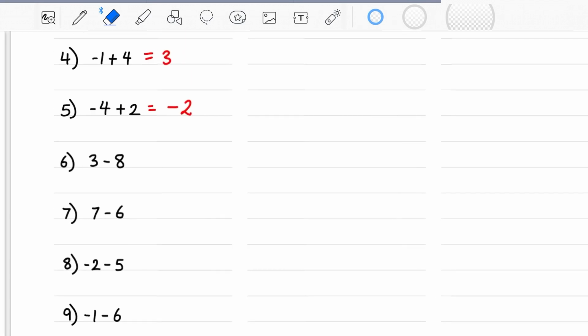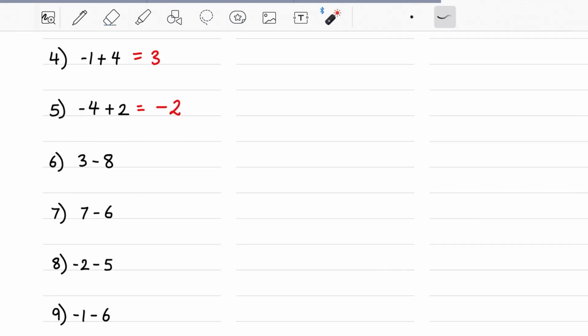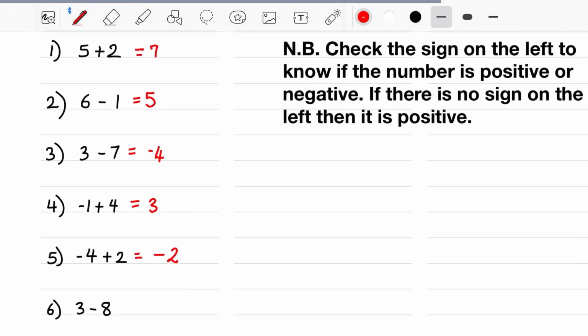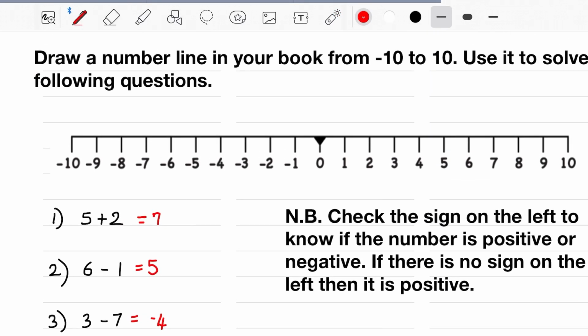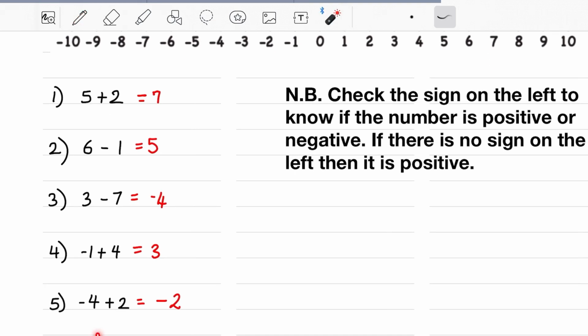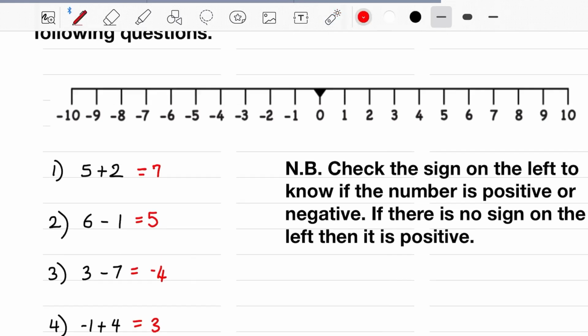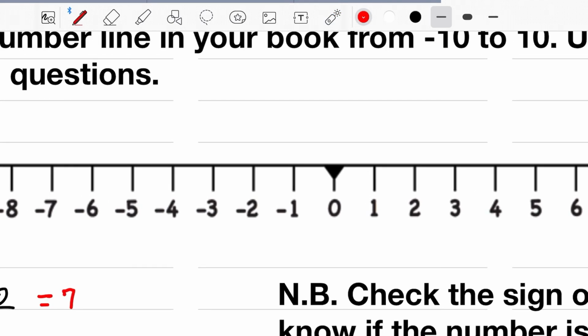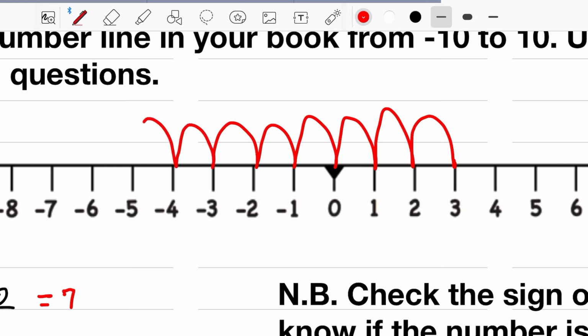Moving on to question 6, we have 3 minus 8. So we start off at 3 on our number line, then we move 8 spaces to the left, since we have a negative sign in the middle. So locating 3, which is here, we move 1, 2, 3, 4, 5, 6, 7, 8. And we land at negative 5.